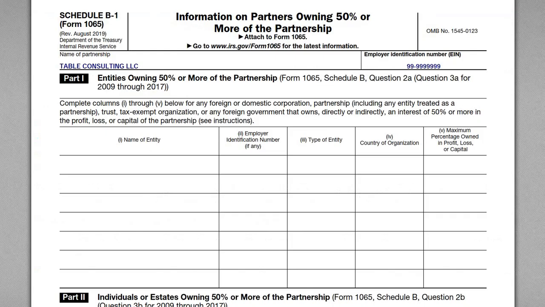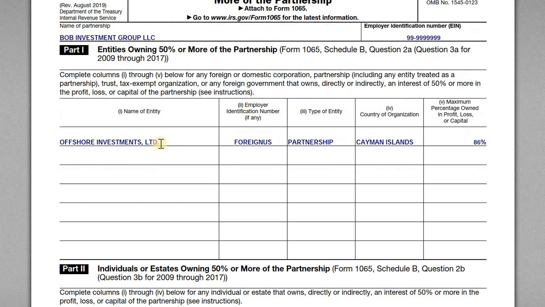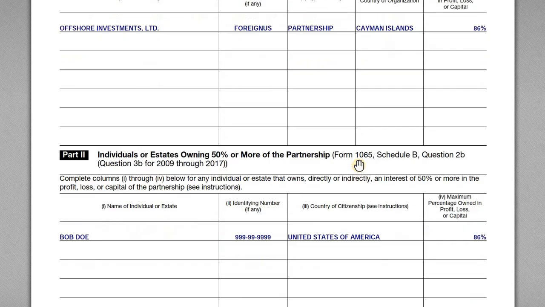So if we look at Bob's Schedule B1 that's going to go with this 1065 return, we have to complete two parts here, right? So we have Bob Investment Group, EIN for the entity. Now, entities owning 50% or more of the partnership, well, the Cayman Islands entity, Offshore Investments Limited, owns 51%, right? So this would have to go down here anyway. So we have the Cayman Islands EIN. It doesn't have one, right? It's a foreign company, so foreign U.S. It's a partnership for tax purposes. And then country of organization, Cayman Islands entity. And then the maximum percentage owned, notice how we're not using 51%, right? We're using 86 because that is the amount that's both direct and indirect ownership because Bob owns 100% of this company.